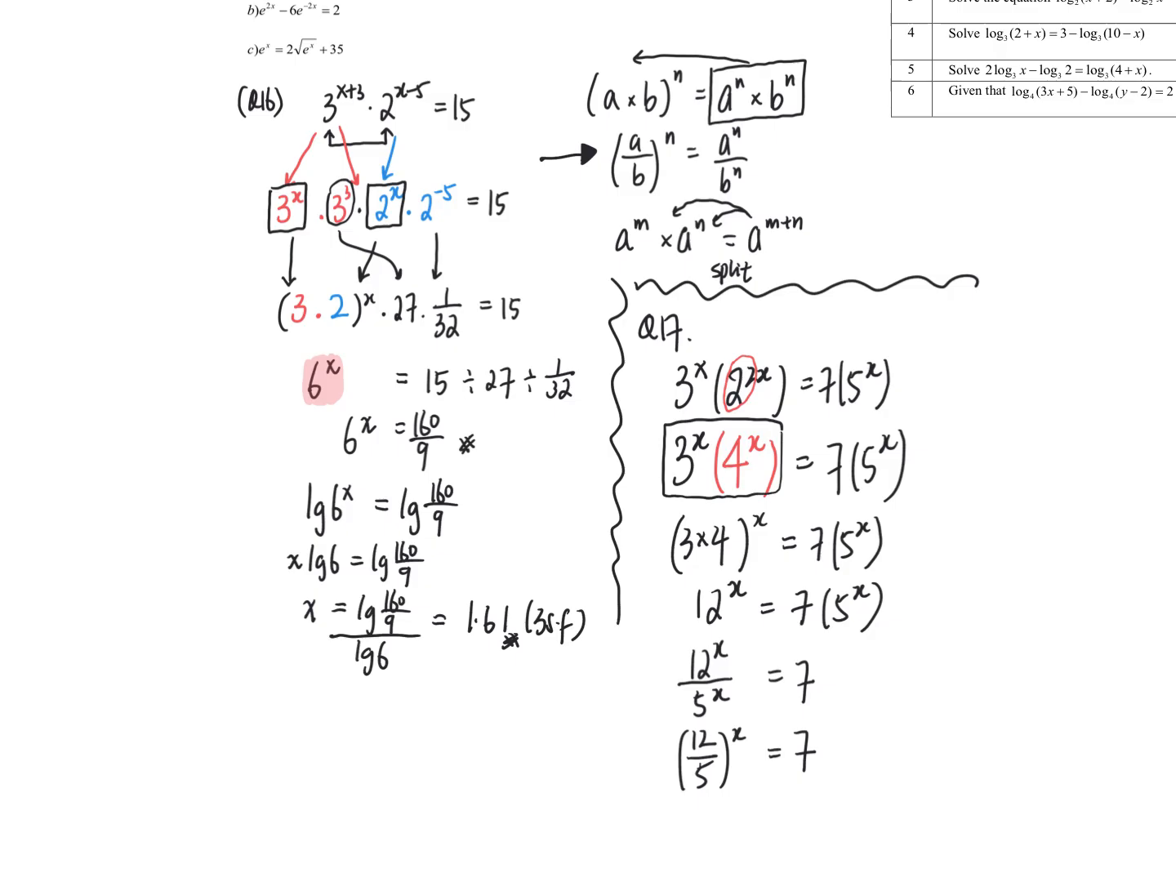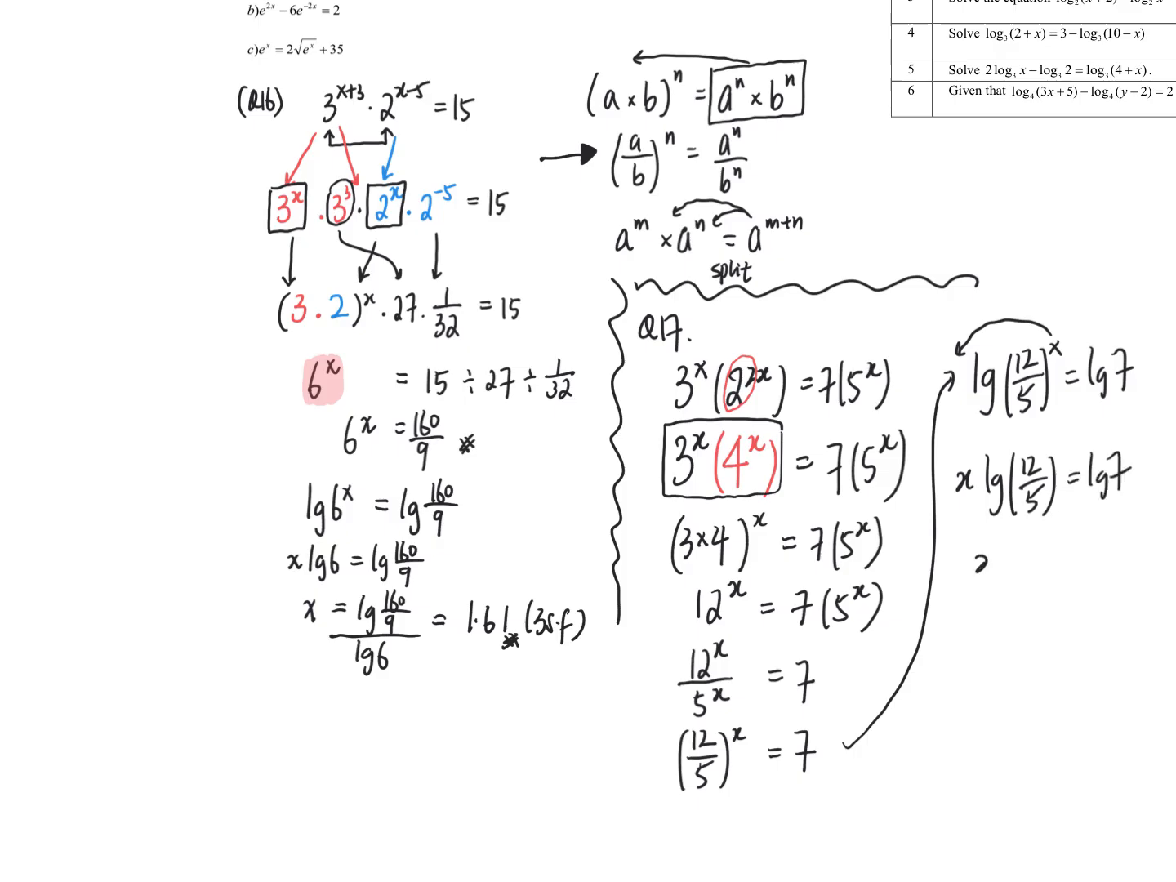You just log both sides. When you log both sides, you can bring down the power already. So it's all about following the rules.